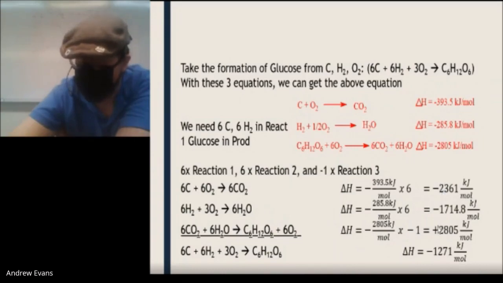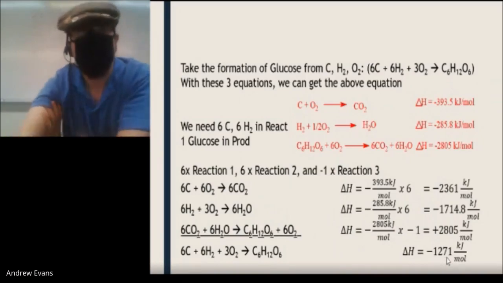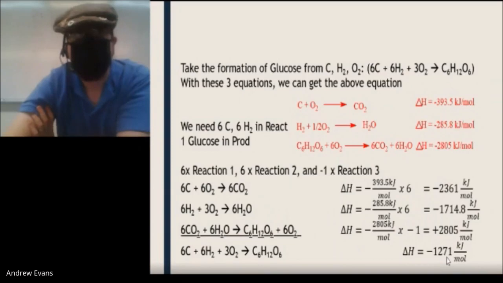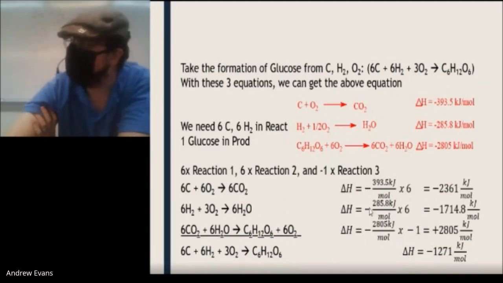And how much energy would you get from forming glucose? You would get -1271. That's how much energy would be produced to form glucose in its standard state. The formation of glucose is an exothermic process. This is the most complicated equation we could really deal with.